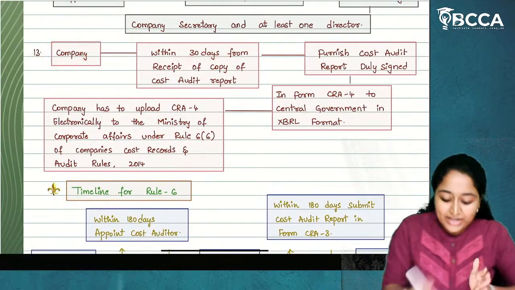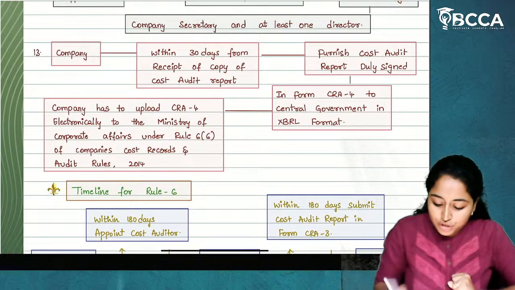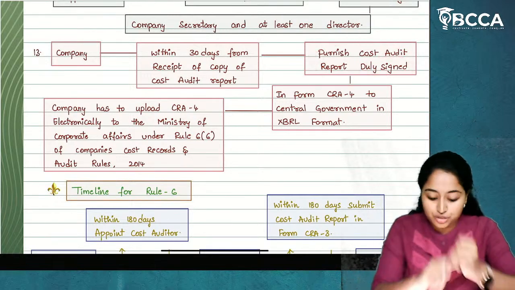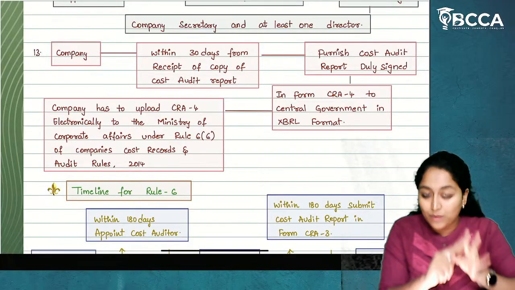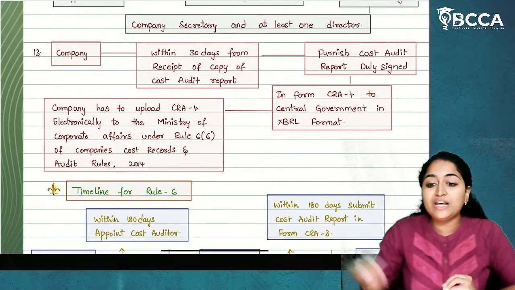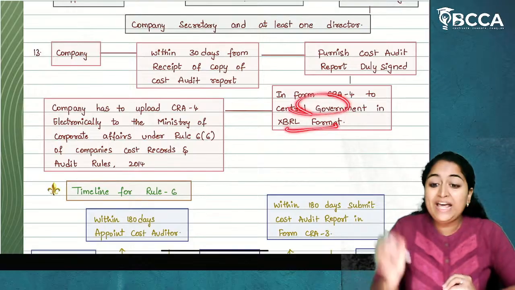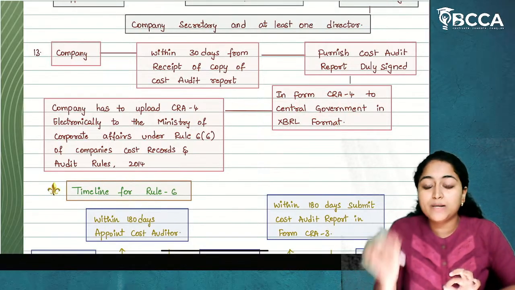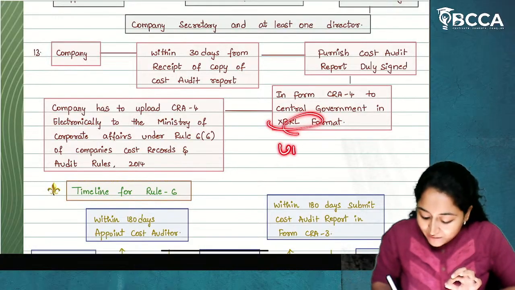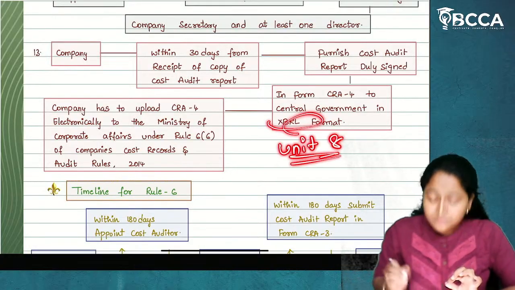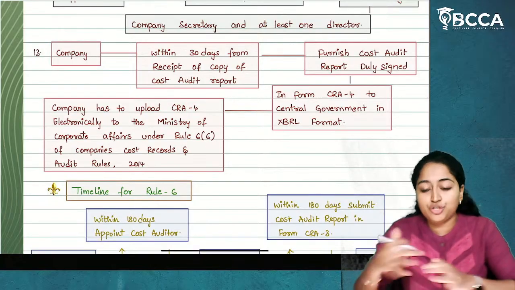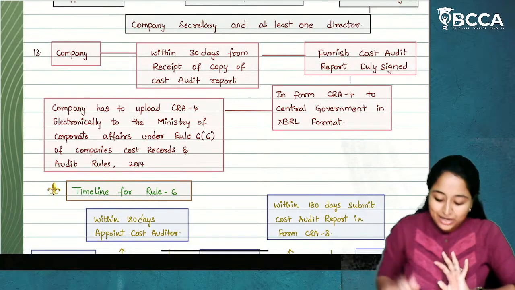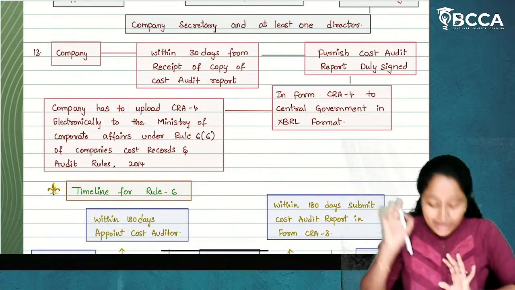The company, within 30 days from the receipt of a copy of the cost audit report, shall furnish the cost audit report duly signed by the cost auditor, company secretary and at least one director in form CRA4 to the central government in XBRL format. What is XBRL? Extensible Business Reporting Language, which is our unit 8, which talks about filing and disclosure of cost audit report. How filing will be done in XBRL format. Everything is covered under unit 8.